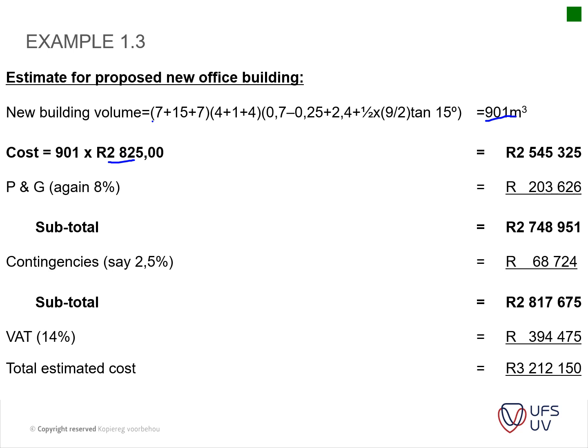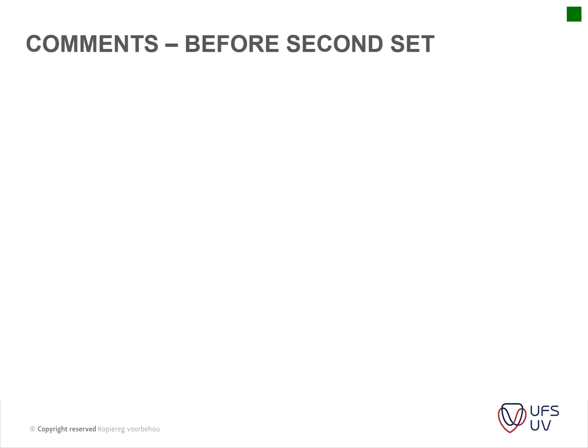So again, what you do is you multiply your area tariff by your new volume, cubic area or cubic volume, and then you just add your P's and G's, your contingency, and then your VAT to get to your total estimated cost. Okay, and I think that's basically it.